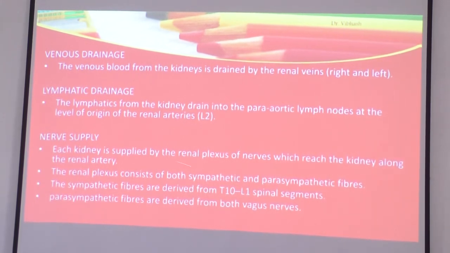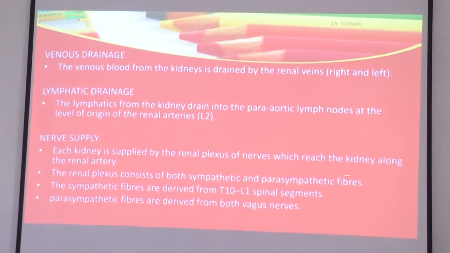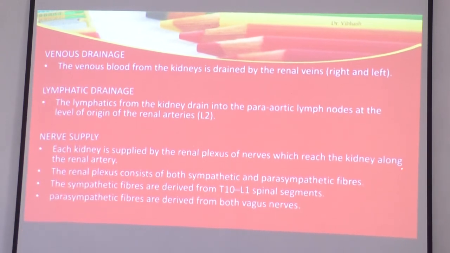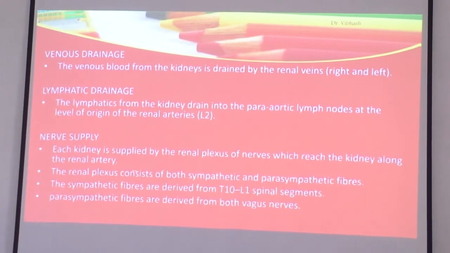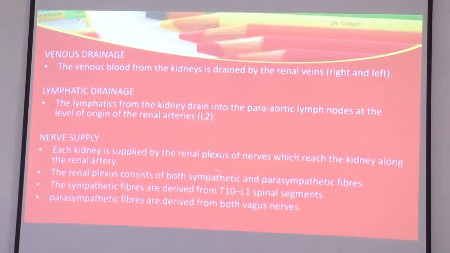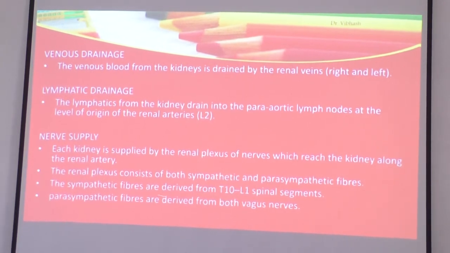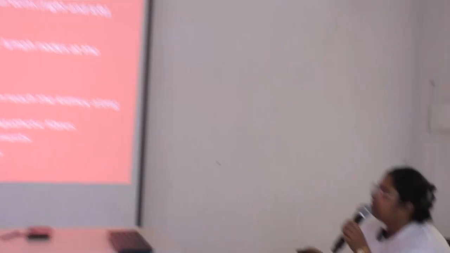Nerve supply. Each kidney is supplied by the renal plexus of nerves, which reach the kidney along the renal artery. The renal plexus consists of both sympathetic and parasympathetic fibers. Sympathetic fibers are derived from T10 to L1 spinal segments. Parasympathetic fibers are derived from both vagus nerves. Okay, so these are the nerve supply of the kidney.